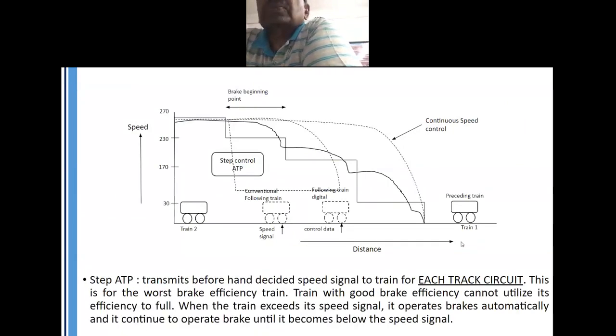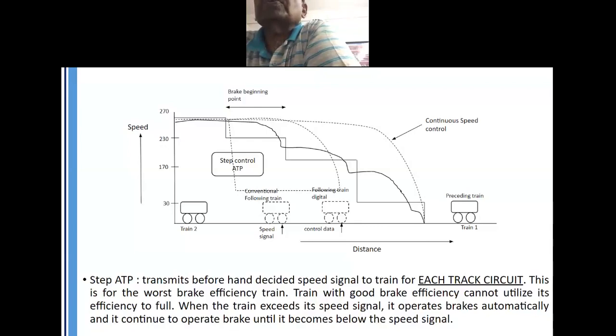See, in this slide, you see there is a step curve which depends on the signal aspect. The speed indication is given to the driver, and the train is stopping in a block. In fact, the train is supposed to stop 1 block away. Because 1 block is the overlap, we are supposed to stop 1 block before. Now the rightmost curve is the continuous speed control. If I have a continuous speed control, the train speed will follow the profile shown there.